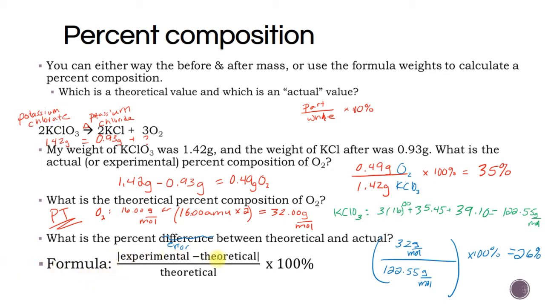These little lines here mean absolute value, so I need to pay attention to that. I cannot ever have a percentage that is negative. You can't get negative 10% on a test, right? Hopefully.